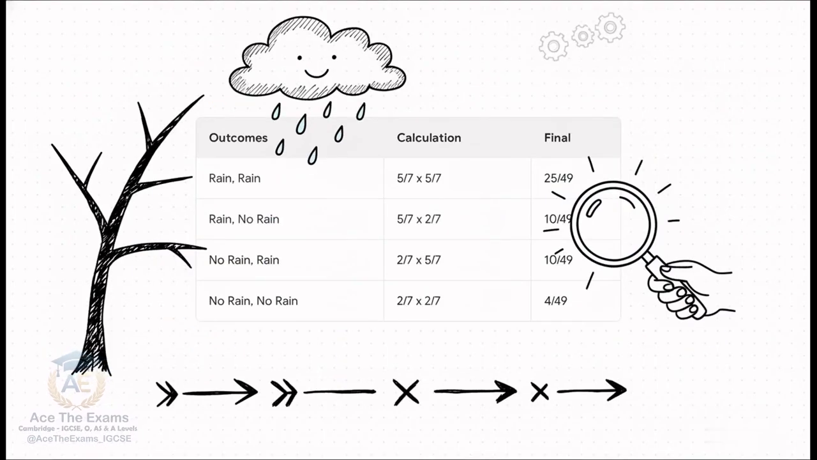Let's trace that first outcome to see exactly how this builds our final answers. To get the result of rain on day 1 and rain on day 2, we just multiply the probability of the first branch, which is 5/7, by the second branch, also 5/7. Well, 5 times 5 is 25. 7 times 7 is 49. And boom, there is our initial mystery number, 25/49. We can do the exact same thing for every single path. Rain then no rain, 5/7 times 2/7 equals 10/49. By multiplying across, we instantly decode every single exact sequence.